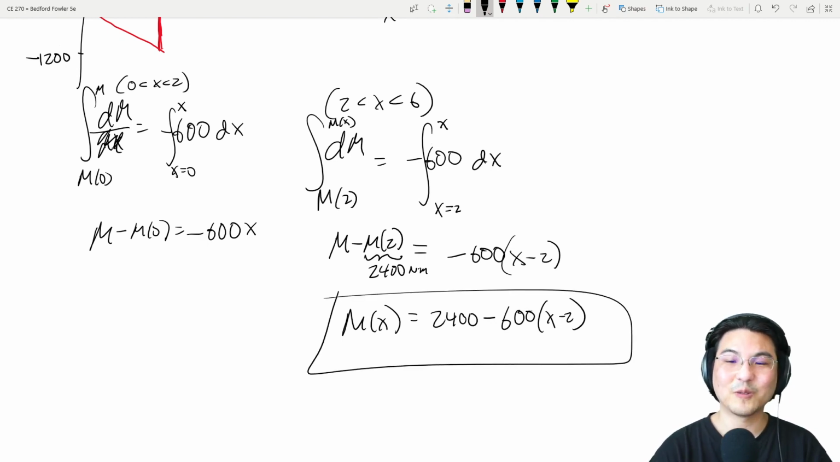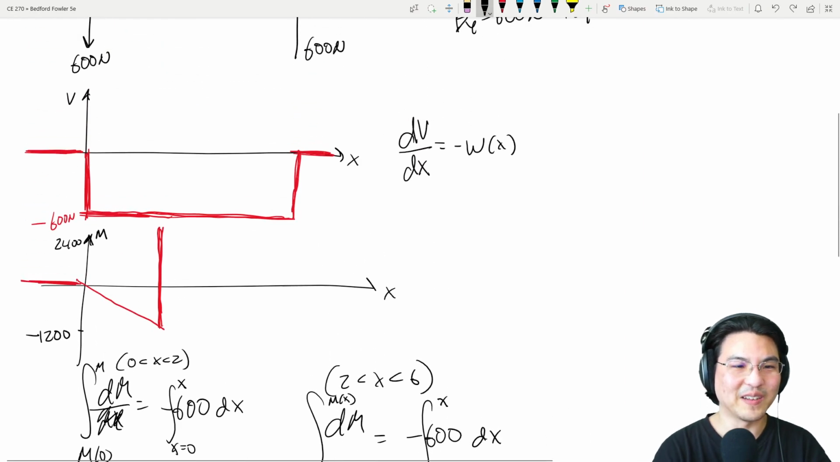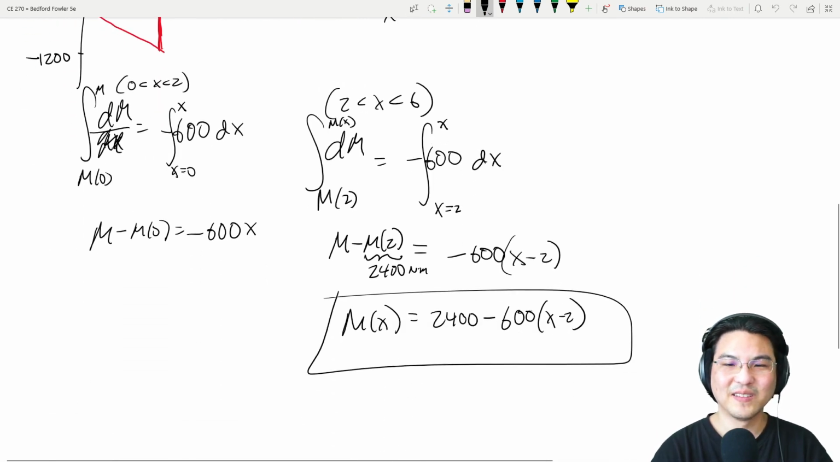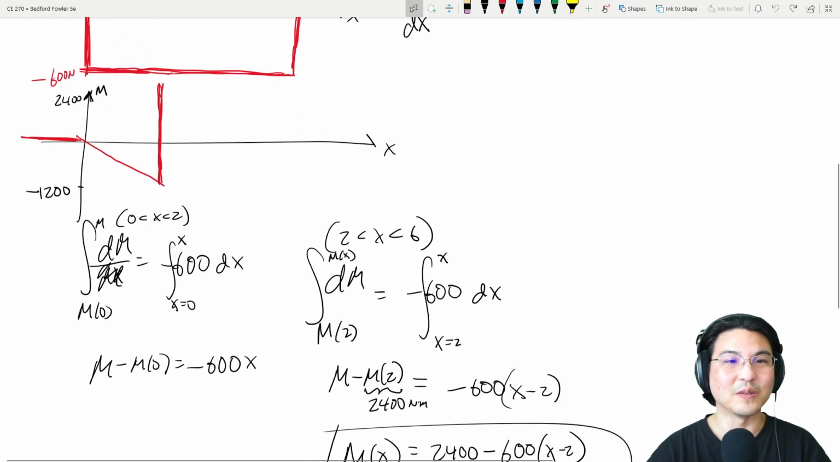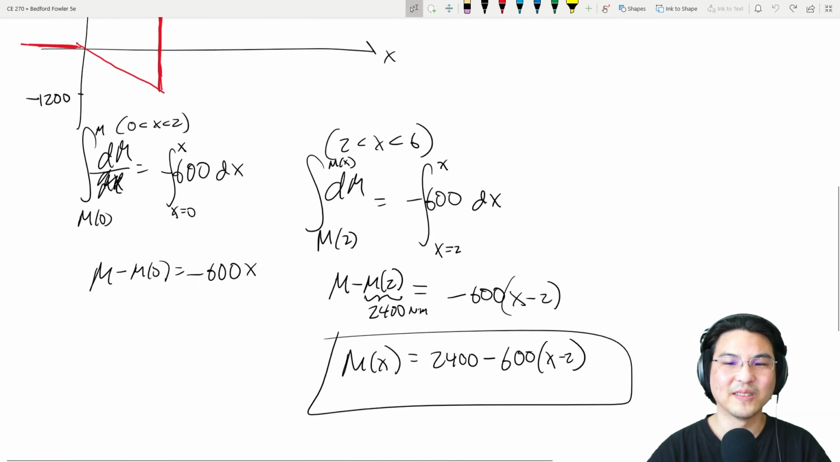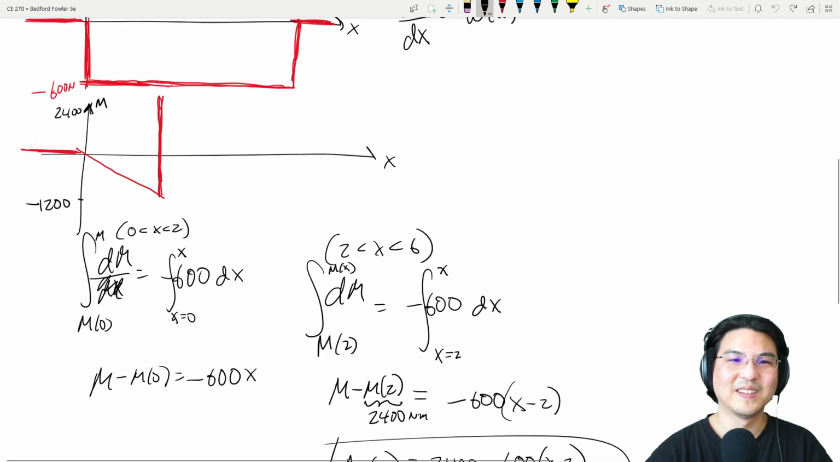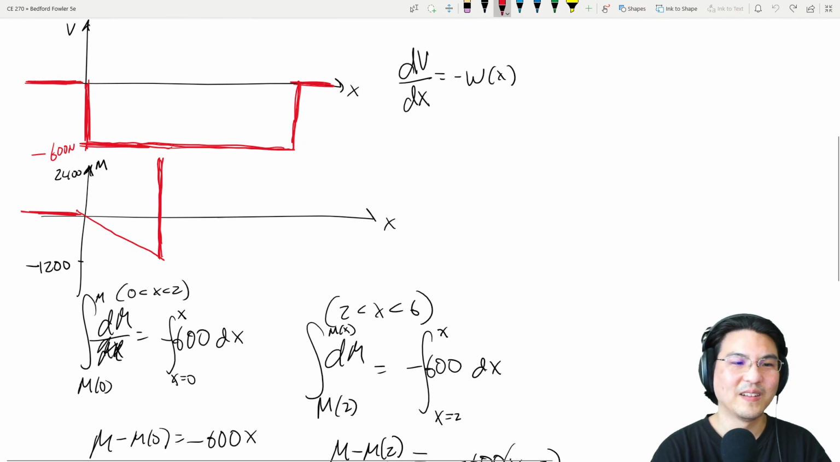At x equal to 2, this is 0, it's 2400, which is right here. And then as x increases, look, the slope is negative 600. And then what happens at x equal to 6? That's going to be 4, so 2400 minus 2400 is 0. So the slope is like this, and then reaches 0 right there.